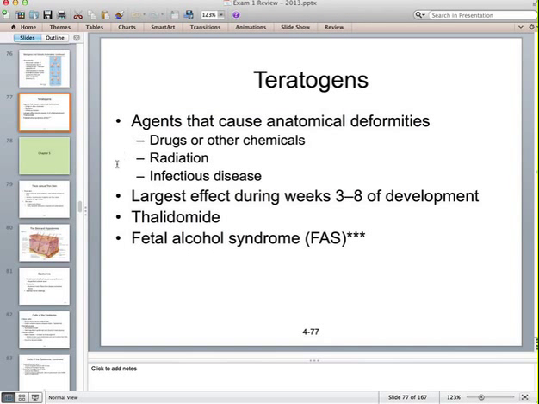And then teratogens, alcohol is the major teratogen today. It's not nicotine. It's really alcohol. And understand why, what stage it's bad for a mother to be drinking at. What stage of pregnancy, I should say.